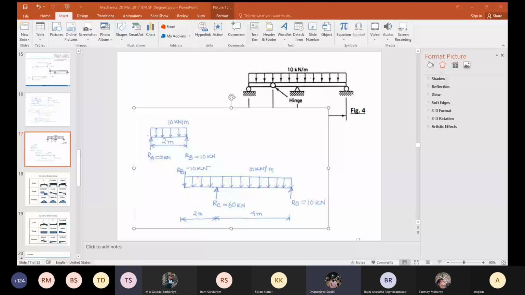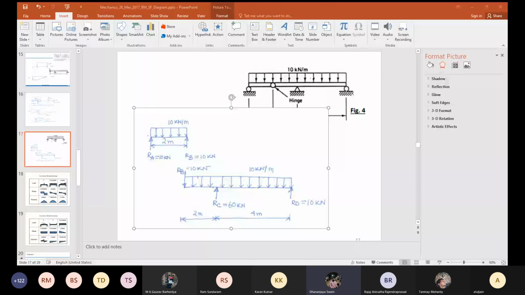Sir, if I remove the slender bar from only the supports, then will there be any force at the hinge? Which rod? I don't understand. So which rod are you talking about? The complete rod, sir. This is my beam. Yes, sir. Complete beam. So you want to remove the beam from what? Support, sir, and draw the FBD.